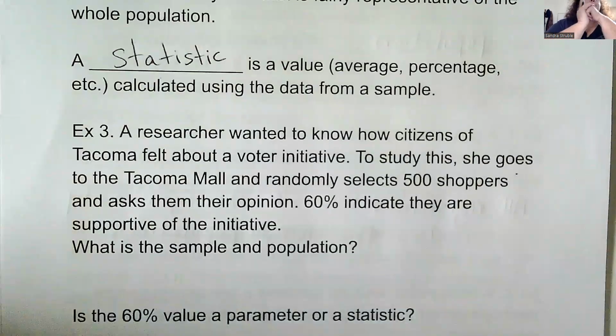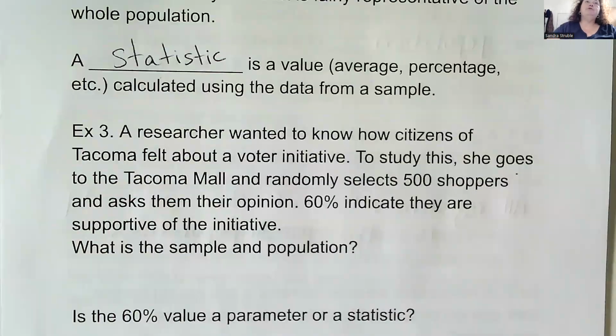So let's go to example 3. A researcher wanted to know how citizens of Tacoma felt about a voter initiative. To study this, she goes to the Tacoma Mall and randomly selects 500 shoppers and asks them their opinion. 60% indicate they are supportive of the initiative. What is the sample and the population?